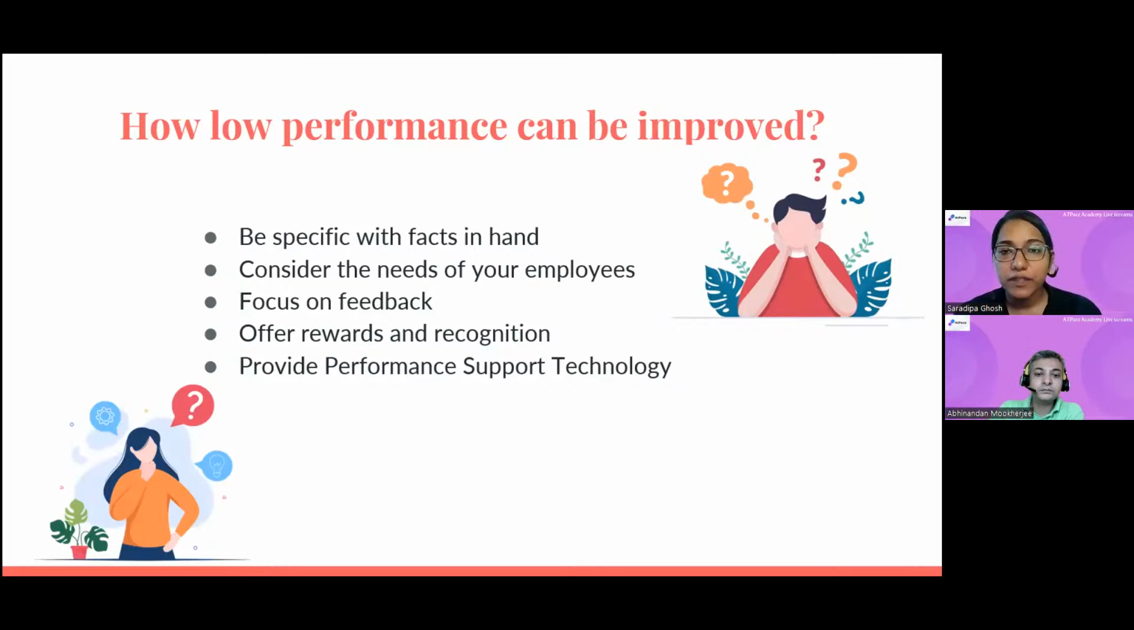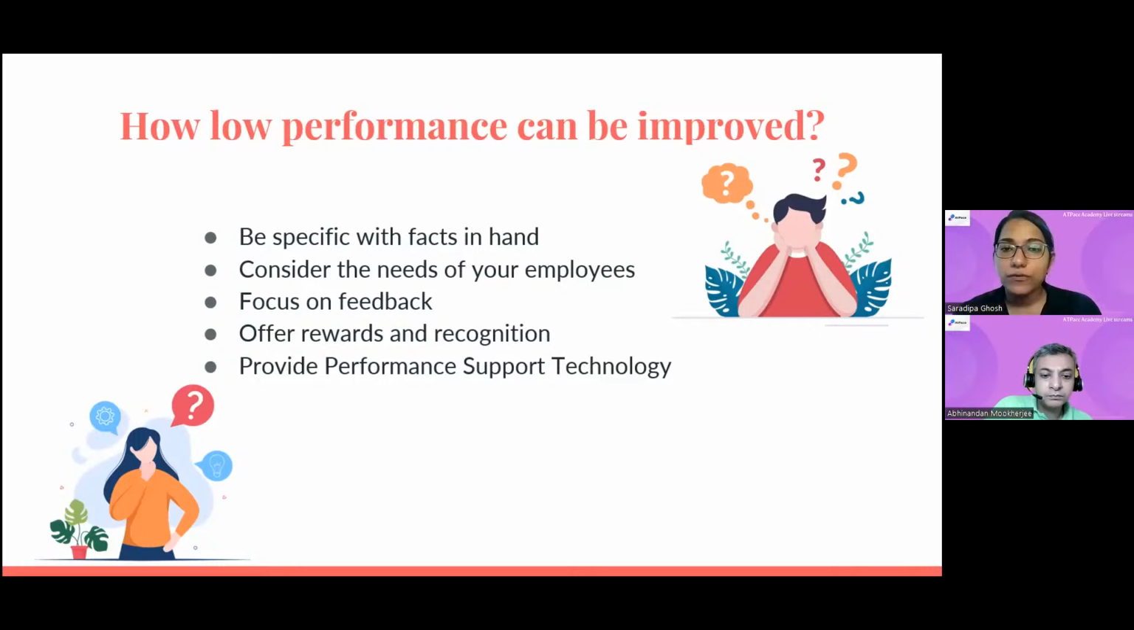Be specific with facts in hand. You just need to tell the employee this is where they are lacking and this is what they should improve. Staying specific to the facts, I think, will improve the performance very easily. Consider the needs of your employees. You should know why your employees are performing low and what more they need to perform better in your organization.